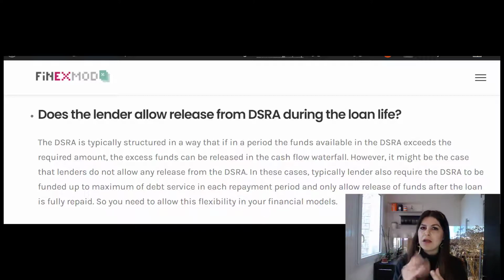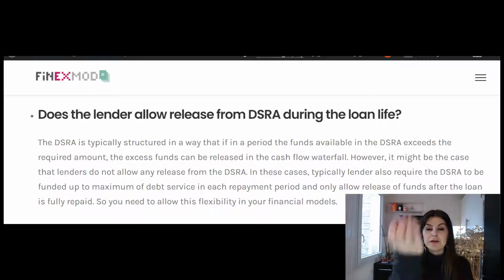So that's something that needs to be discussed during the negotiation with lenders, whether they allow any cash to be released from the debt service reserve account. If they allow you, then you will have to model that in the financial model. You will have to check for the excess cash. If there is any excess cash, you can release it and of course distribute it as dividends. And if there is any shortfall, then you need to fund it from the cash flow.